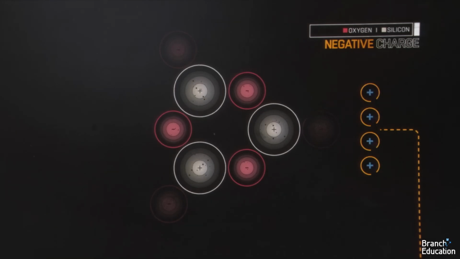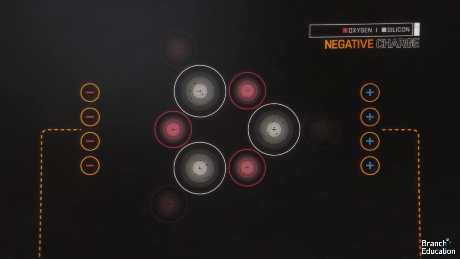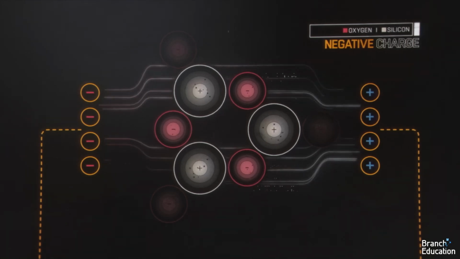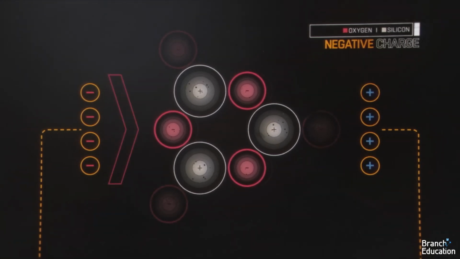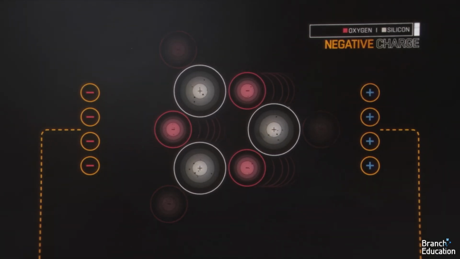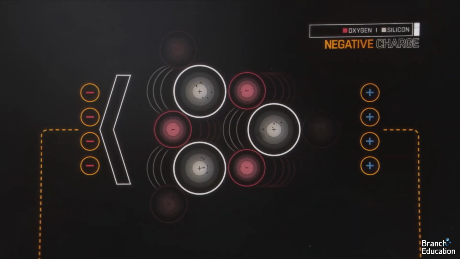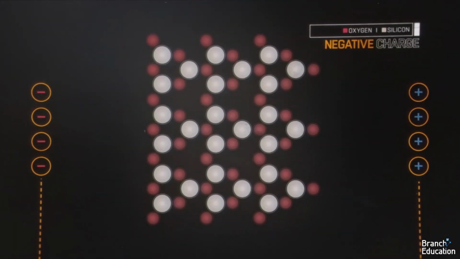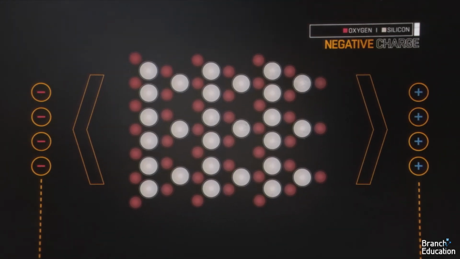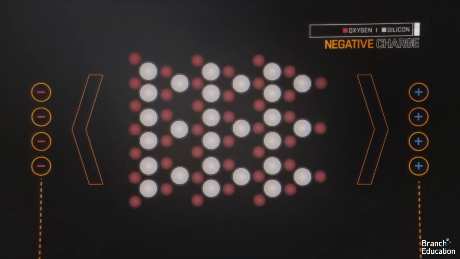When a negative charge is applied to the printed wires, an electric field is directed to the crystal lattice, and the negatively charged oxygen atoms are pushed away, whereas the positively charged silicon is pulled towards the wire. The combined movement of all the oxygen moving away and the silicon moving towards the wire results in a lengthening of the crystal lattice.